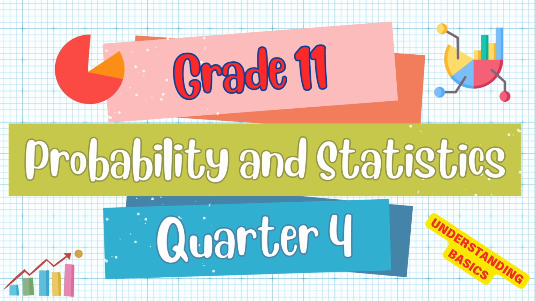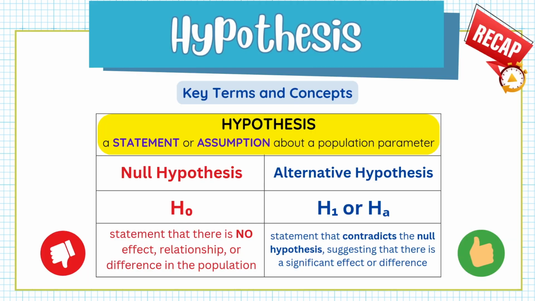Today, we will learn more about hypothesis and formulating null and alternative hypothesis. From my previous video, we defined hypothesis as a statement or assumption about a population parameter. And there are two types of hypothesis: null hypothesis and alternative hypothesis. What is null hypothesis? Null hypothesis is a statement that there is no effect, relationship, or difference in the population.